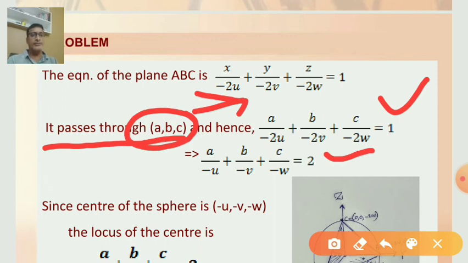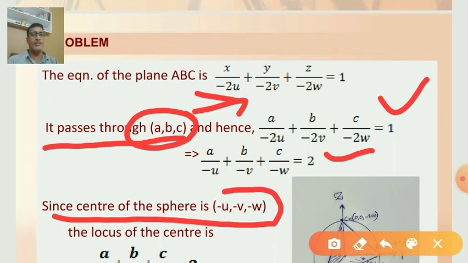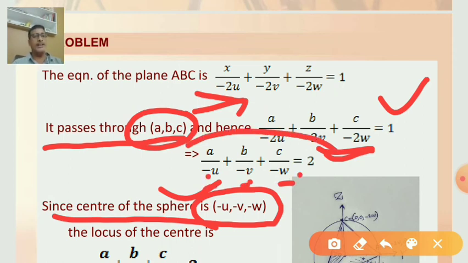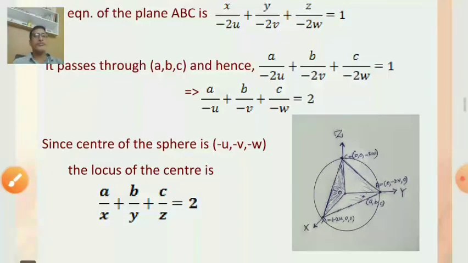Since the center of the sphere is (minus u, minus v, minus w), what you have to do in this problem is find the locus of the center of this sphere. To find the locus, you have to replace minus u, minus v, minus w with x, y, z in this relation, so that you get a by x plus b by y plus c by z is equal to 2.